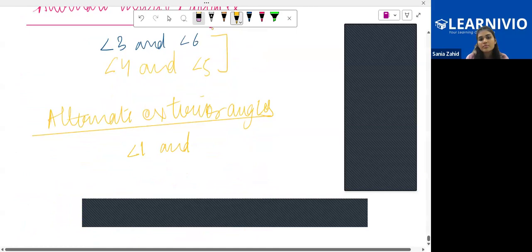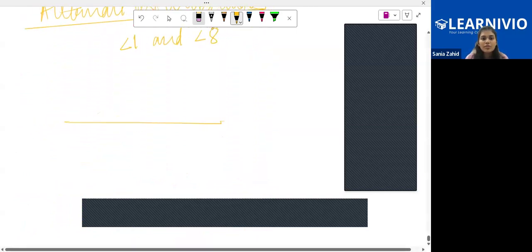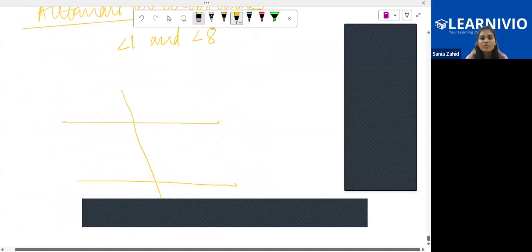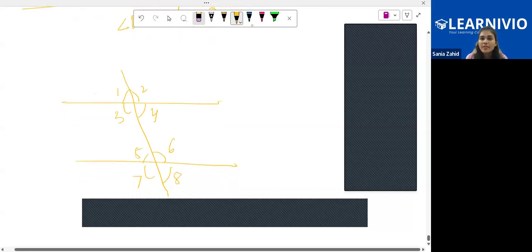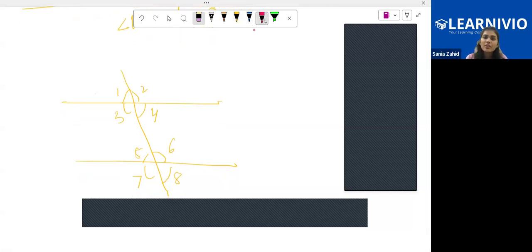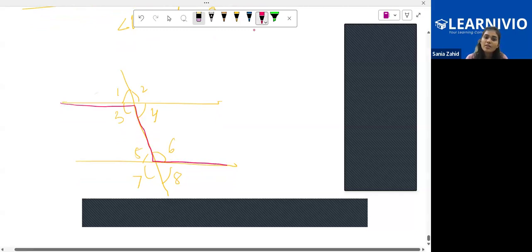How do we know that they're exterior and interior? Okay, see, I'll draw the figure again. This was the figure, right? This was 1, 2, 3, 4, 5, 6, 7, 8, right? First you form a Z. Whenever we are talking about alternate angles, we will form a Z. Now I formed a Z.